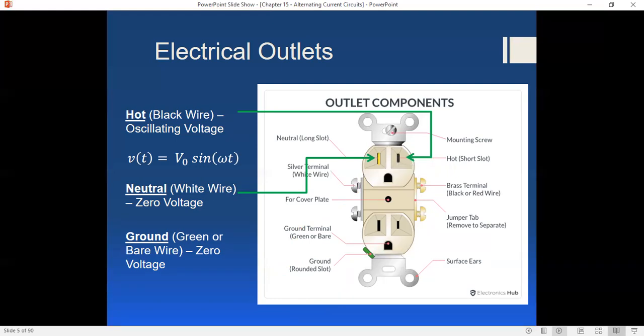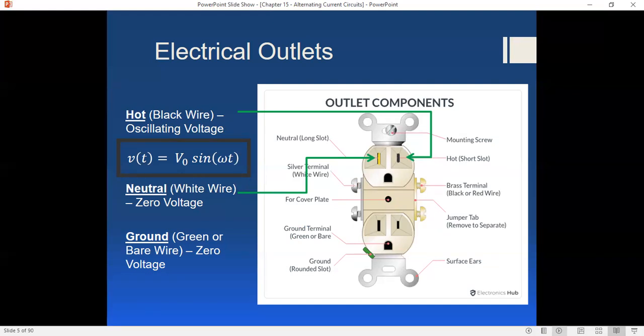And your hot wire, that is what is giving you your oscillating voltage. And that is essentially going to be the source of the power going in. Now, of course, the electricity is going to come in. It's going to need to go out someplace, and that's where the neutral comes in.